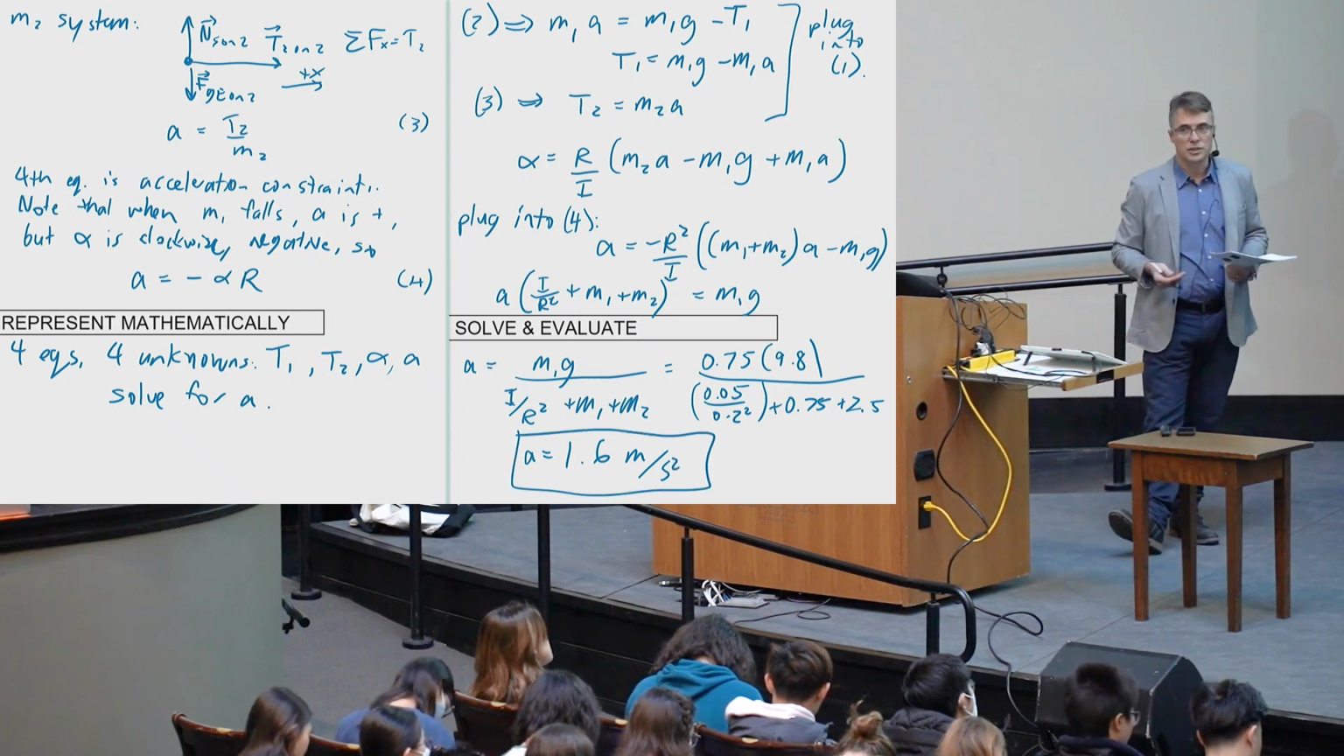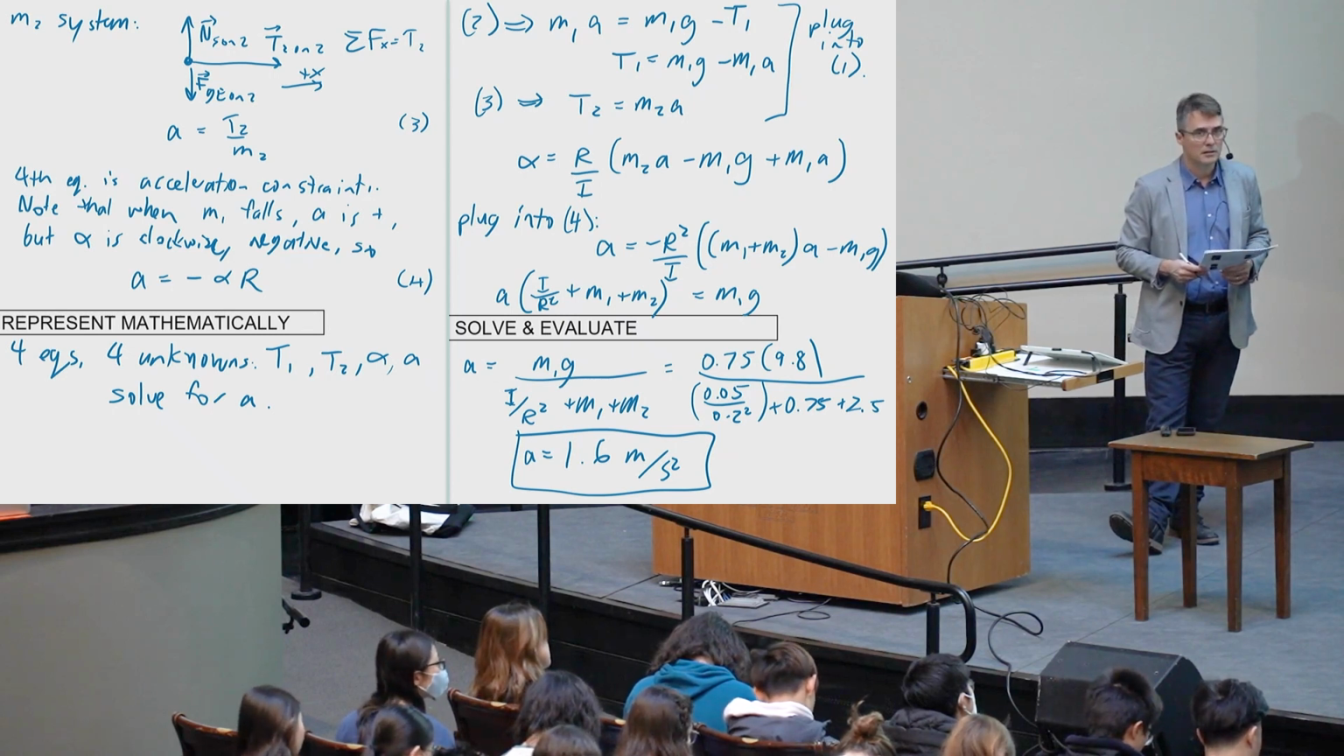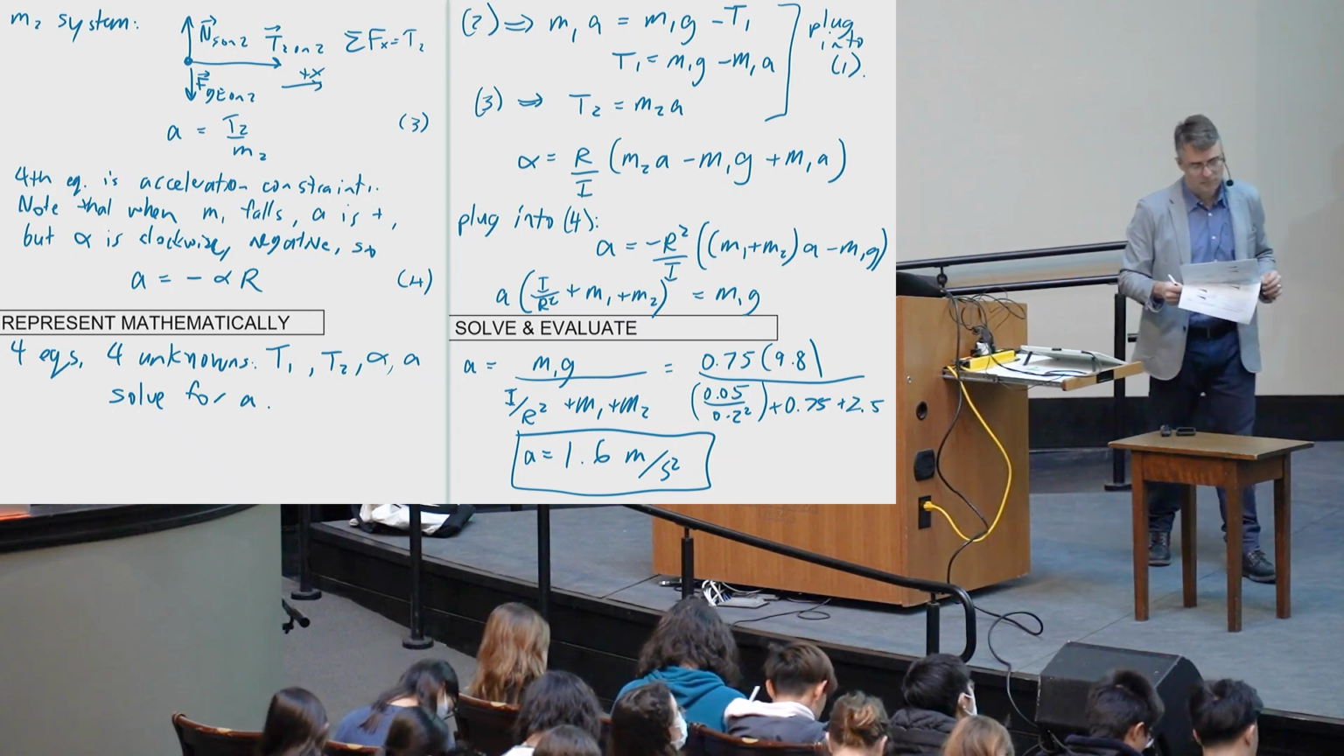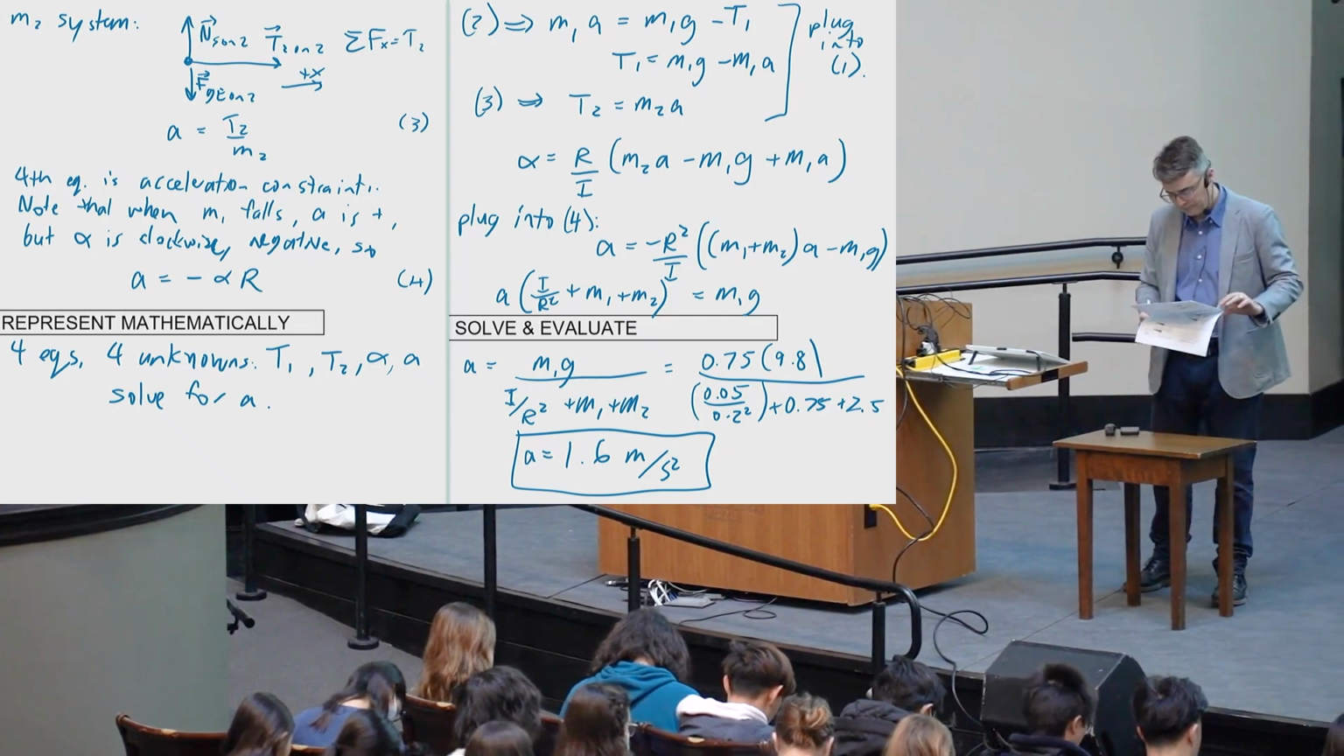which is a lot less than G, which kind of makes sense because the hanging mass is less than the top mass.